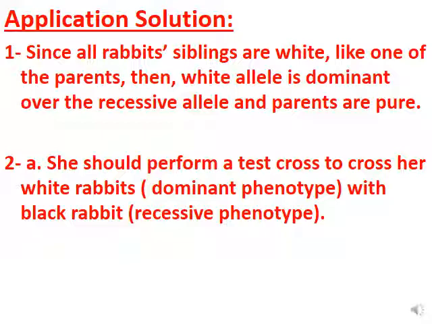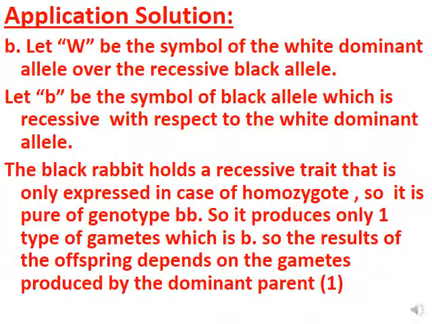We should do a test cross of the white rabbits, which have the dominant phenotype, with the black rabbits with the recessive phenotype. First, before we talk about genotype, pay attention here. I didn't mention that you have to give the symbols, but I asked for genotype. So whenever I ask for genotype, you should give the symbols. So let W capital be the symbol of the white dominant allele over the recessive black allele. Let B small be the symbol of the black allele, which is recessive with respect to the white dominant allele.